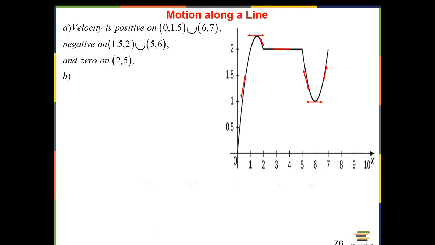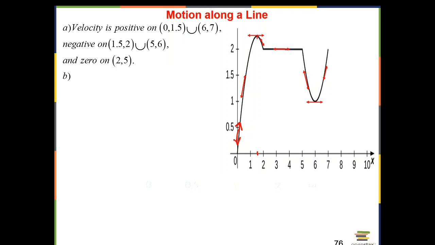So let's look at this. First of all, if you draw a tangent to the position function, the slope of that tangent line is velocity. So it looks like the velocity is positive all the way to this point, which is about 1.5, right? So from 0 to 1.5, velocity is positive, obviously. Now, at 1.5, the velocity is actually 0, because the tangent is horizontal.